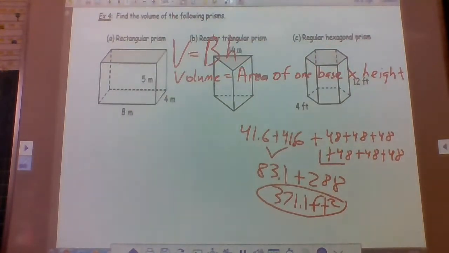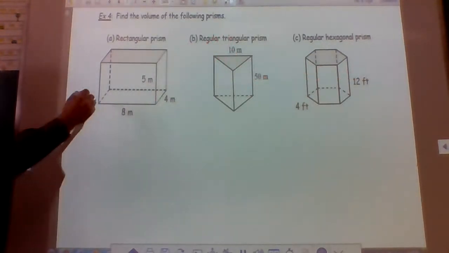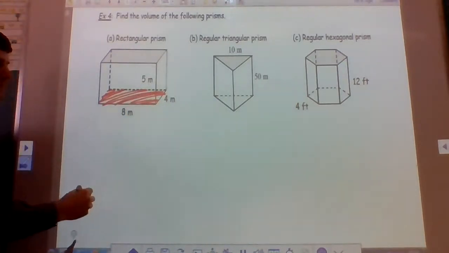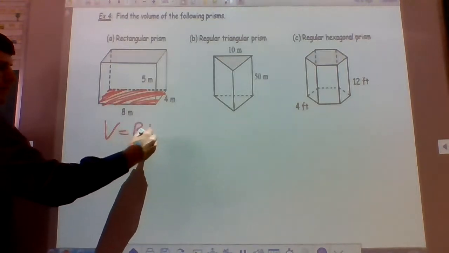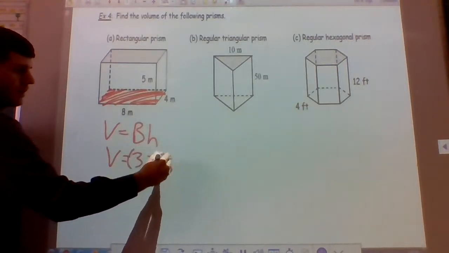Okay, so let's find the volume of the first one. We use the bottom as our base, so we want to find, again, we found this to be 32. Then we want to multiply by the height of 5.